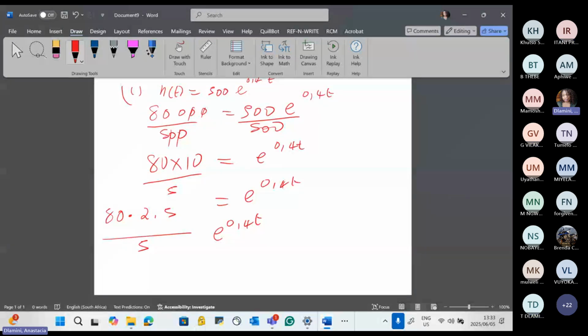You know why I'm doing it like that? Because I know that 2 times 5 is 10, and 10 times 8 is 800. You just break it down. That's how I will do it. The 5s cancel, and 8 times 2 is 160. Go back to your grade 12 teacher, they'll say it cancels. Then you're left with this, which is 160.